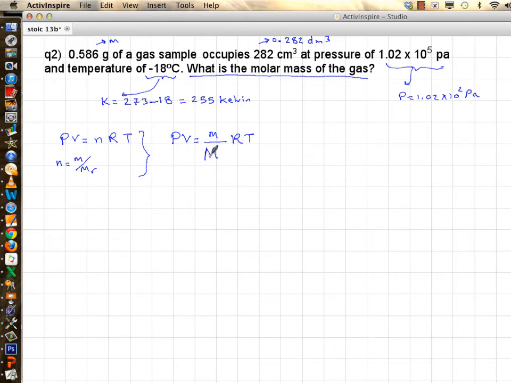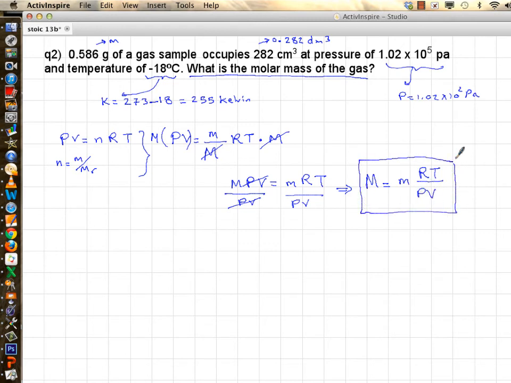Now I want to solve for M, so I want to make it as easy an equation as possible. I multiply both sides of the equality by M, so M times PV, and multiplied by M. On this right hand side, the M's go away, so molar mass times pressure times volume is mass times R times T. Divide both sides by pressure and volume, then you only have molar mass on the left hand side. So finally the new equation is molar mass is nothing but mass times R, gas constant, temperature in Kelvin, over pressure times volume.